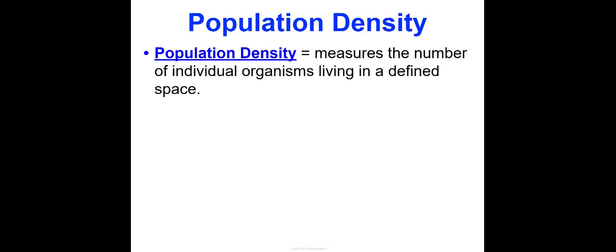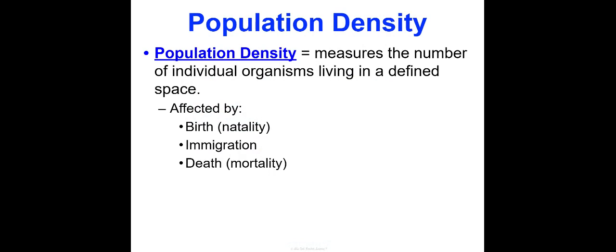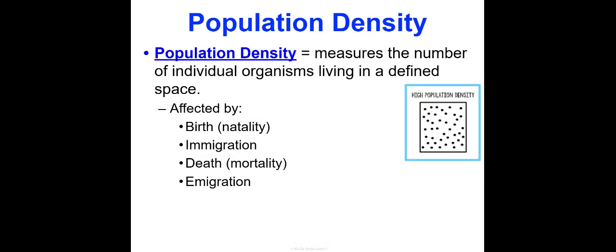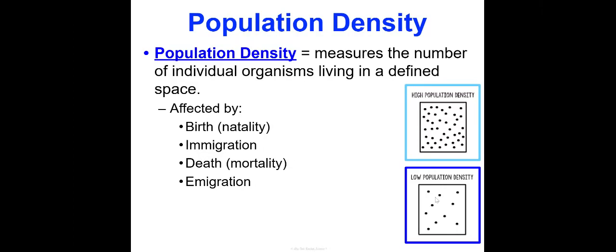When we're talking about population density, that's how many individuals we have in that specific space. We can have a more dense population from a high birth rate or immigration, which means organisms coming into an area. Density is reduced by death or emigration, which is the opposite, so organisms leaving the area. Something really dense would be a lot of individuals in a confined space, and low population density would mean not that many individuals in a defined space, so more spread out.